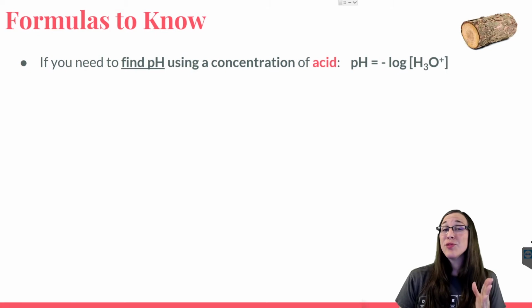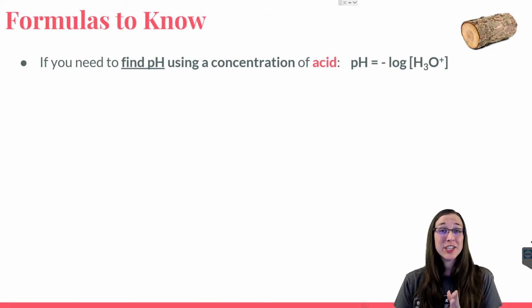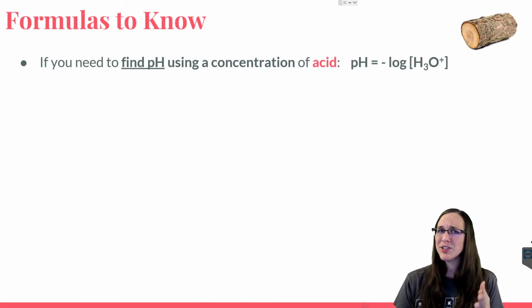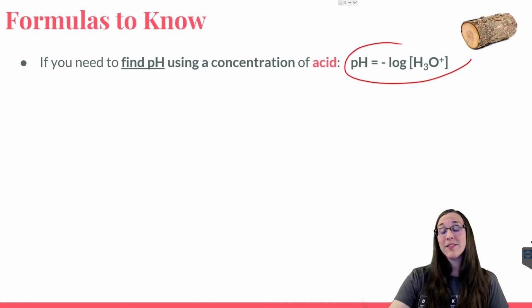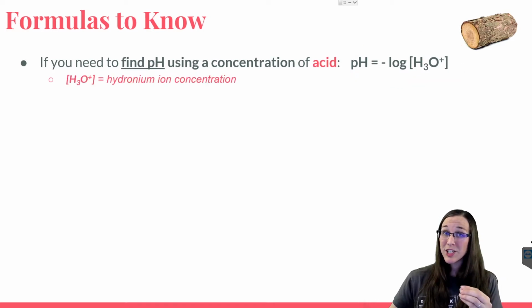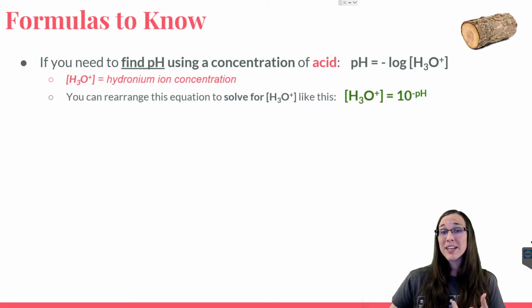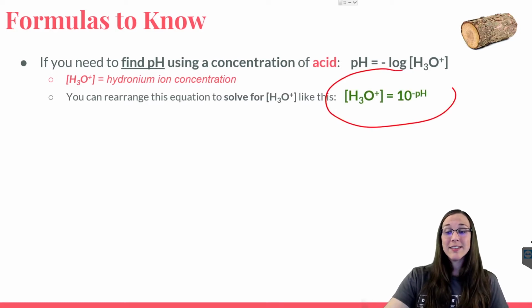So if we need to find pH using a concentration of an acid, in other words, the concentration of the acid is given, we would use pH is equal to negative log times H3O+. That would be the concentration we were given. We can take this same equation and rearrange it. Say we're trying to find the concentration of the acid and we're given the pH. Well, as long as we rearrange the equation and make it look like this, then we can just plug in the given pH and solve for the concentration of the acid.